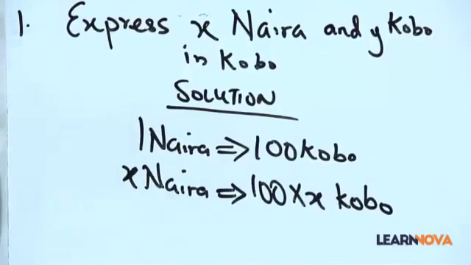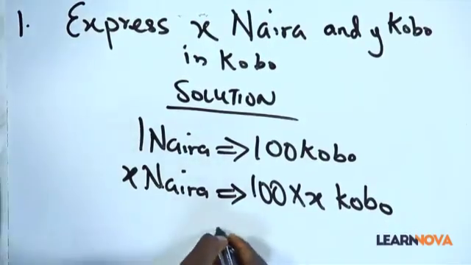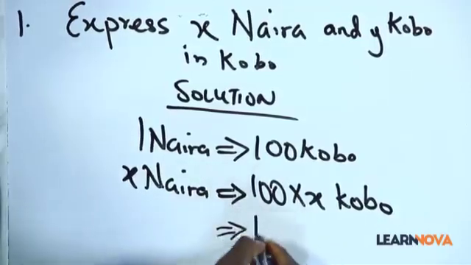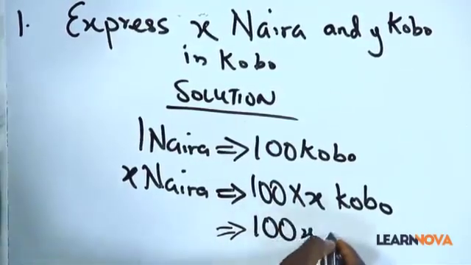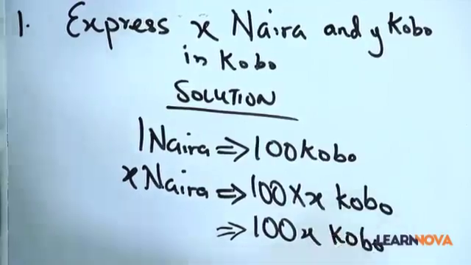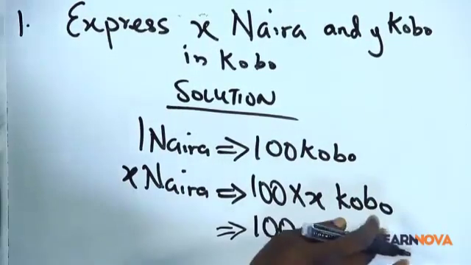It's just like saying one biscuit is 100 Naira, 2 biscuits will be 100 times 2, which is 200 Naira. But in this case, we are using a letter instead of a number. So 1 Naira gives us 100 Kobo. X Naira gives us 100 times X Kobo. So what it then means is that X Naira is equal to 100X Kobo. All right? Good.